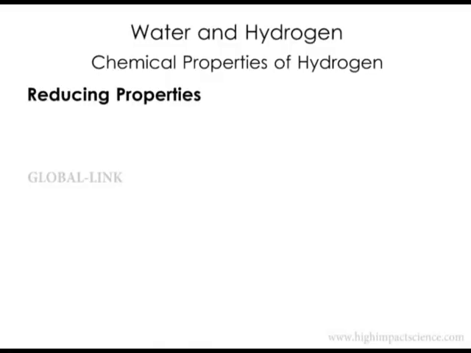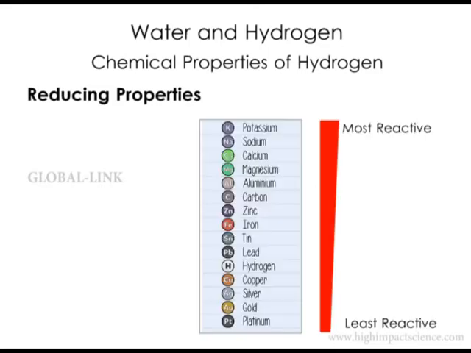Reducing properties of hydrogen. Now, we said that a more reactive element will displace a less reactive one from the latter's compound. Hydrogen is no exception. It will displace metals below it in the reactivity series from their compounds, for example, copper.